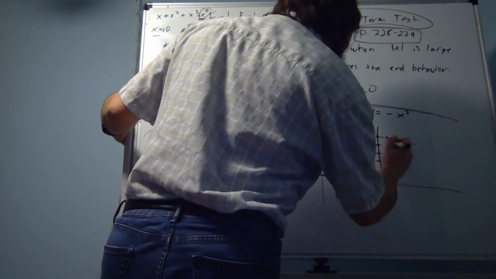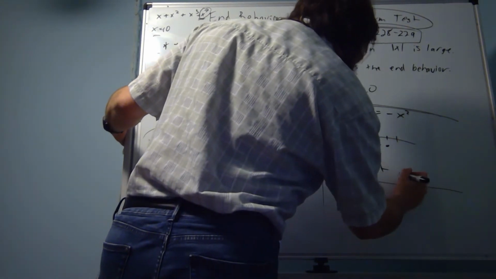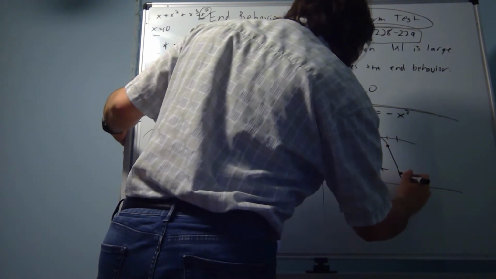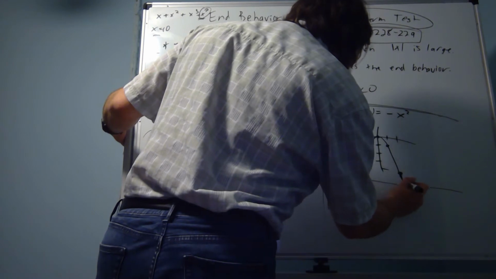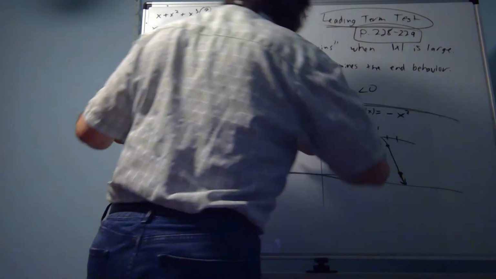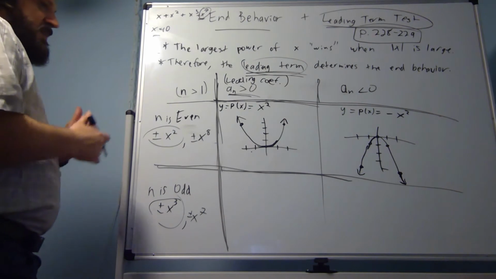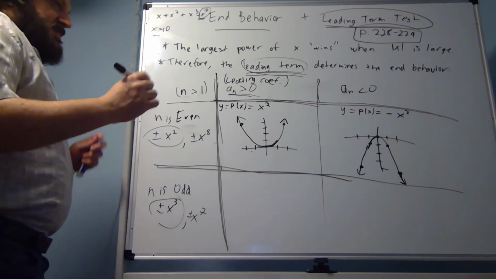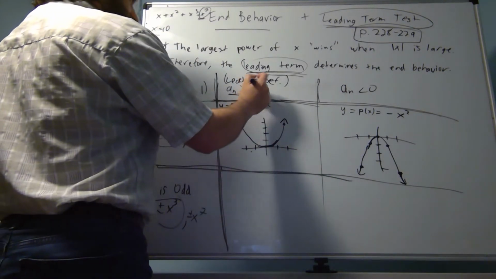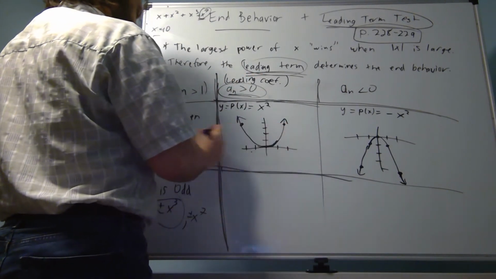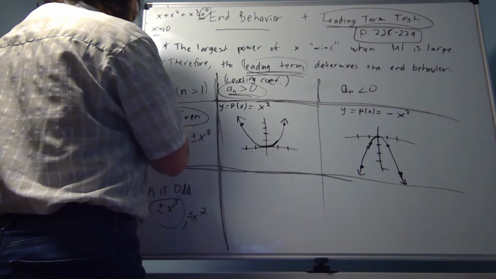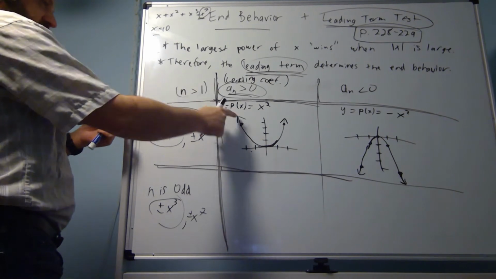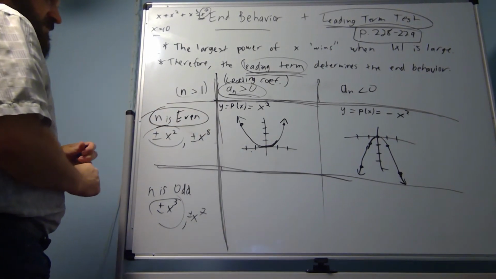In a minute I want to talk about what happens for other functions. Other functions are not quite as well behaved in the middle, but what happens on the very outsides, these arrows that are curving up or curving downward, is going to be the same no matter what the function is. So if the leading coefficient is positive and the exponent is even, it behaves just like x squared.